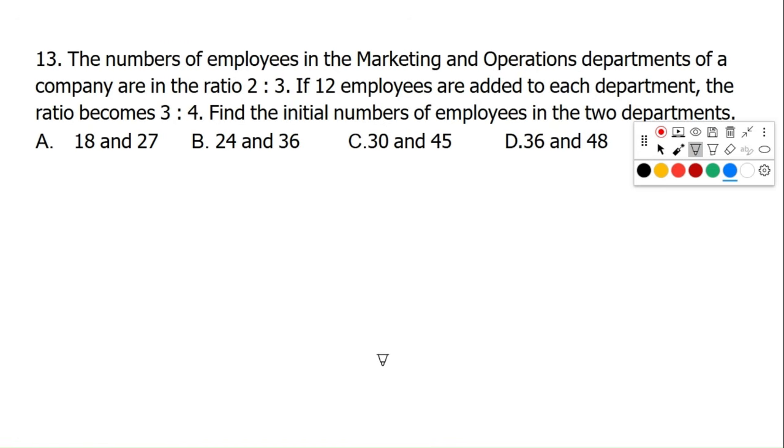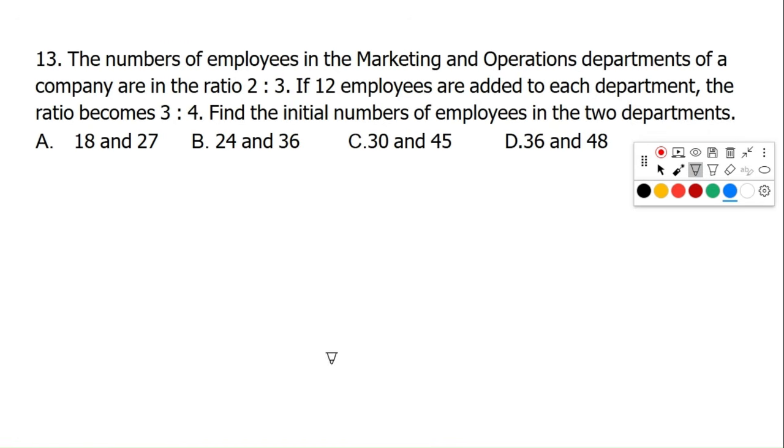So look at this now. The number of employees in the marketing and operations departments of a company is 2 is to 3. If 12 employees are added to each department, the ratio, similar question now. So let's write 2x and 3x, add 12. So 3x plus 12. If I add, now the ratio is 3 by 4.